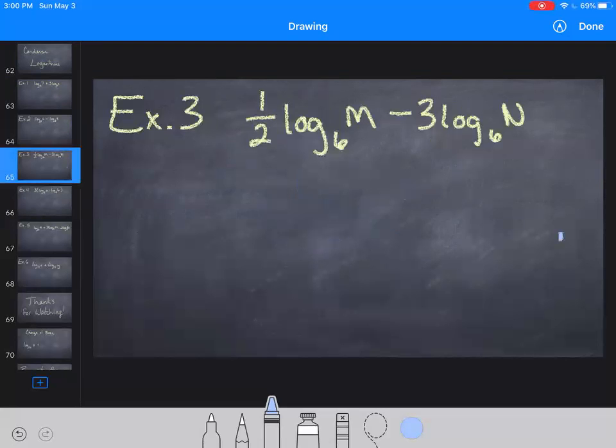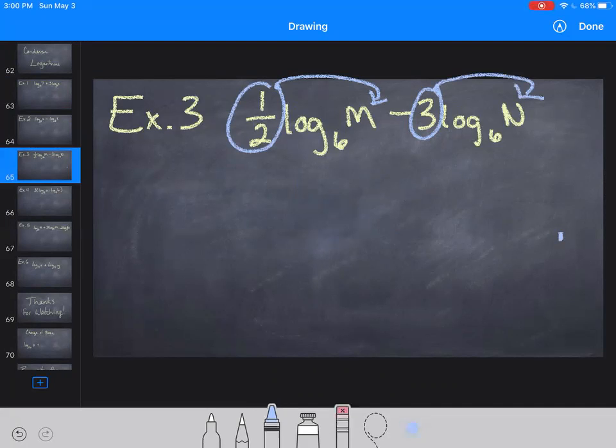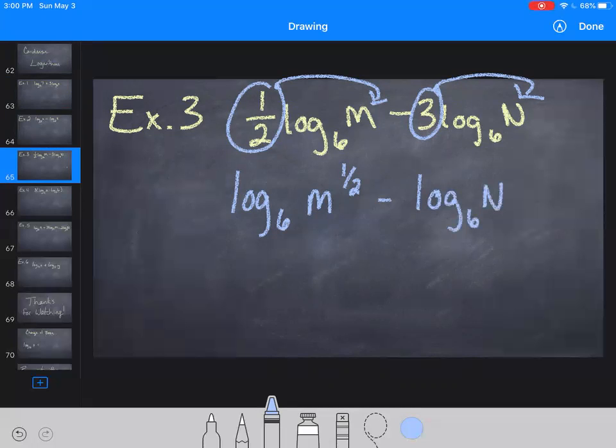On example 3, the first thing I'm going to look for is exponents. On this one, I can see that I have 2 exponents. I have a 1/2, so I know I'm going to put this 1/2 back as an exponent on my m. I also notice that I have a 3. Now, if you're looking at this, you notice that I did not circle the negative sign, because the negative sign tells me that I'm going to have a fraction. Now, I'm going to rewrite this so it has its exponents. I get log base 6 of m to the 1/2, and then minus log base 6 of n cubed.